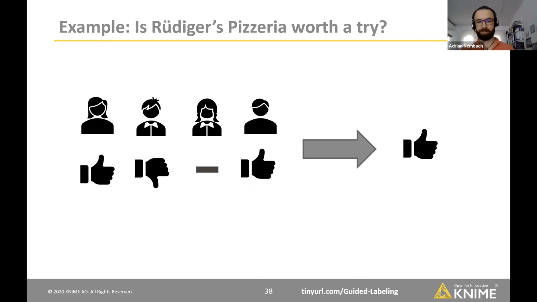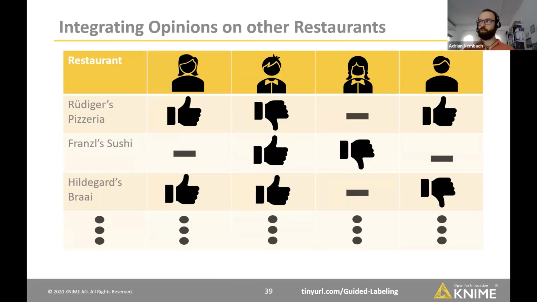Well, from experience, probably. So let's assume we don't only have opinions on Rüdiger's Pizzeria, but also on Franzel's Sushi and Hildegard's Bry, and also a couple or more restaurants. And all of my friends give their opinion on those. Then I can look at how those opinions agree or disagree in order to figure out if one person is more likely to always say something is great, for example, or another person might say, yeah, no, everything is bad. And then if they actually say, no, this is a good restaurant, then maybe you should pay attention.